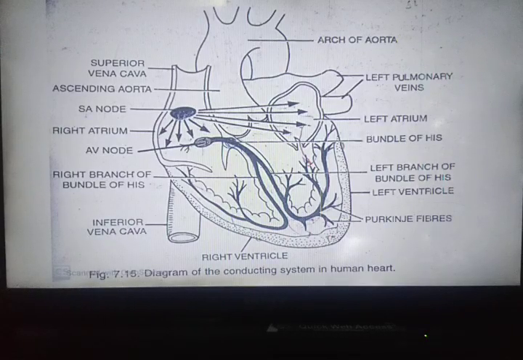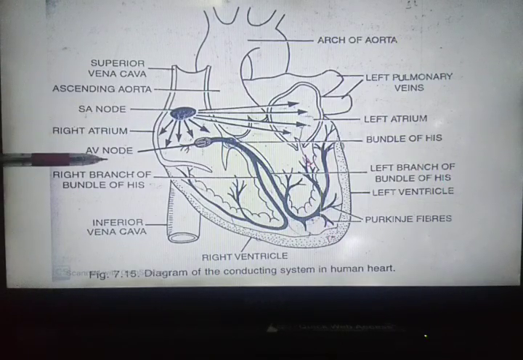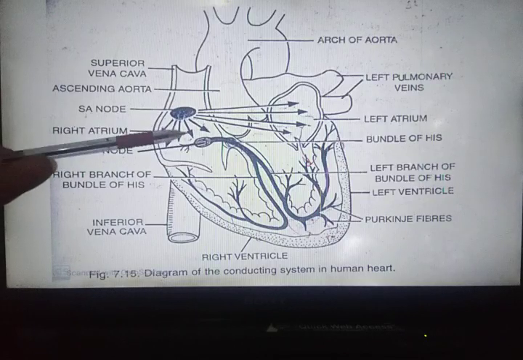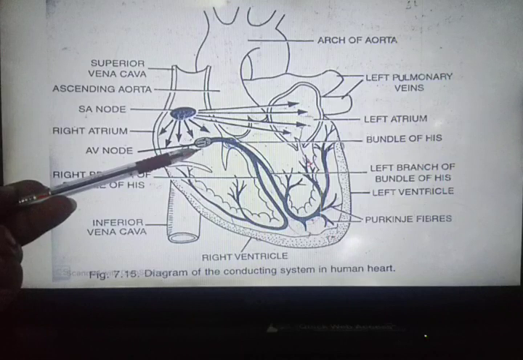So let's revise again. Two nodal tissue or two specialized structure of cardiac muscles are present in the heart known as nodal tissue, and these are: number 1, sino-auricular node or SA node, present near the opening of the superior vena cava in right auricle. Second is the auriculoventricular node, also known as AV node, present near the auriculoventricular septum in the right auricle.